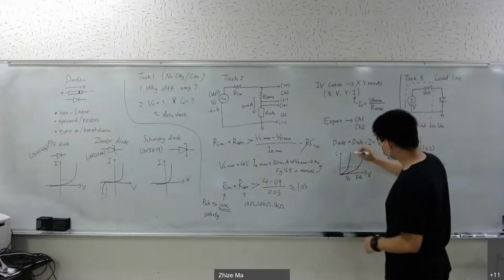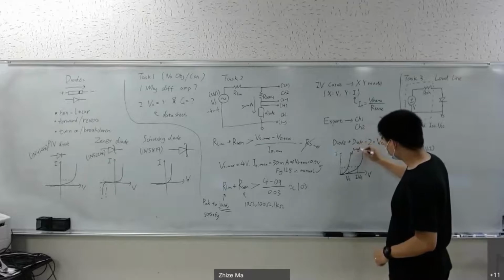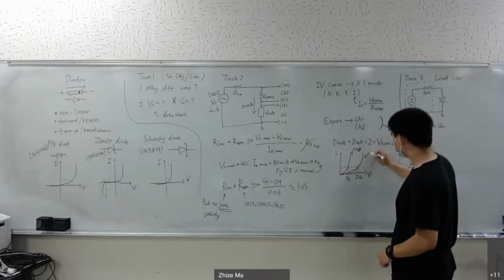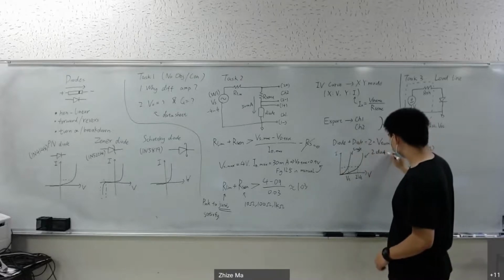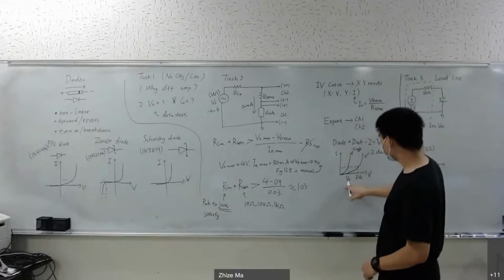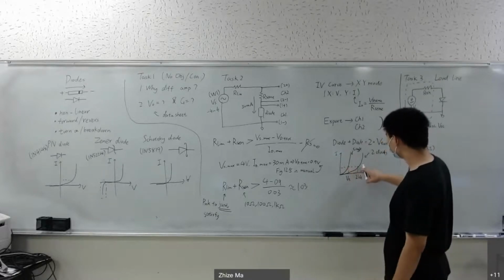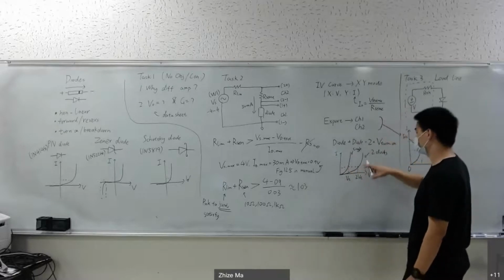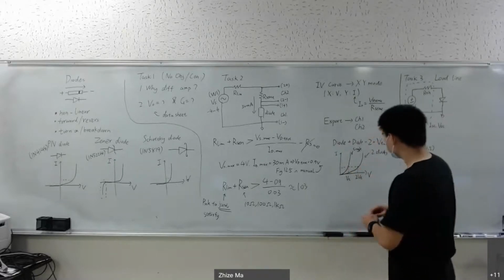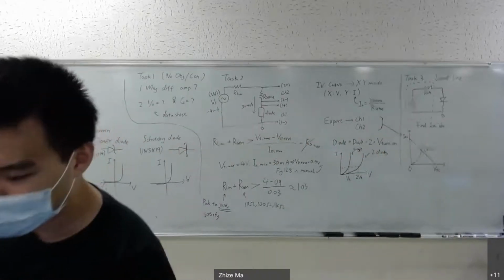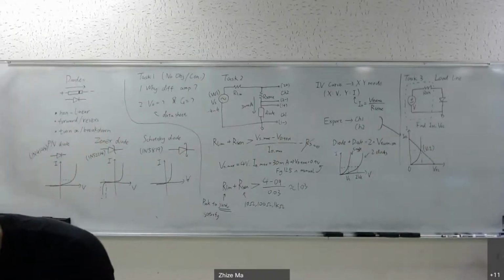Okay, so this plot is only one single delta, and this plot is two delta in series. You will find out the turn-on voltage for one delta is half of the turn-on voltage of two delta in series. Okay, so this is the plot you will get for question 1 of task 2.